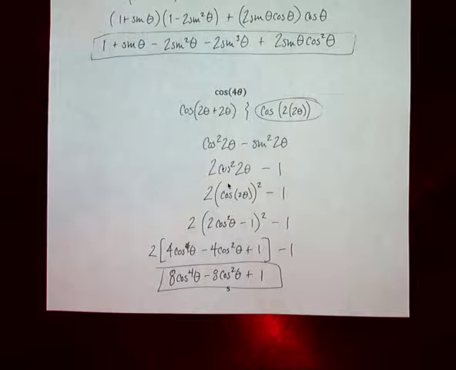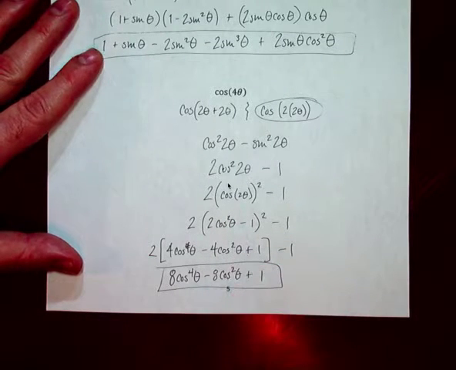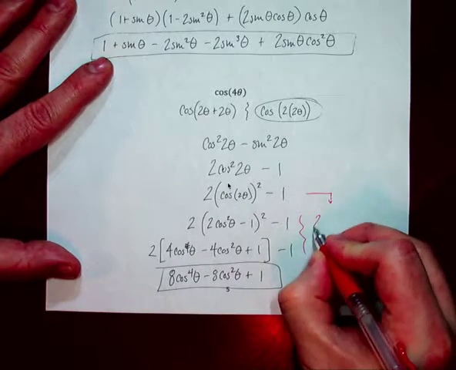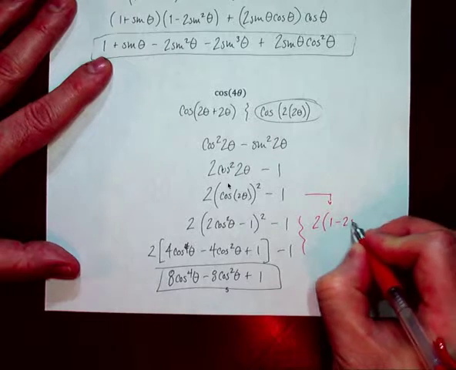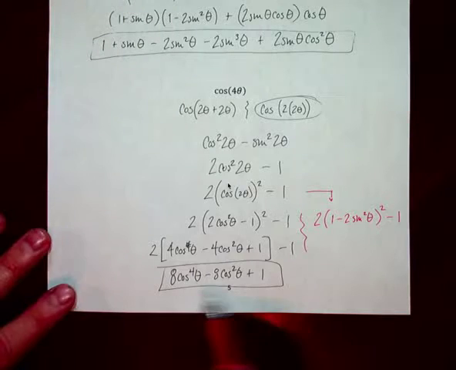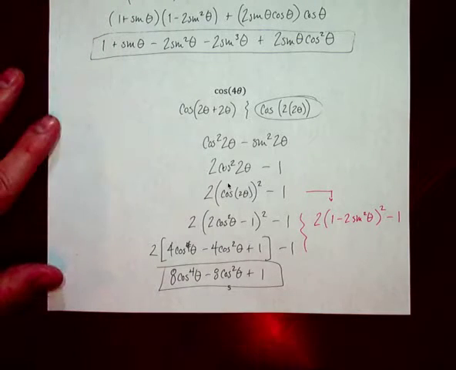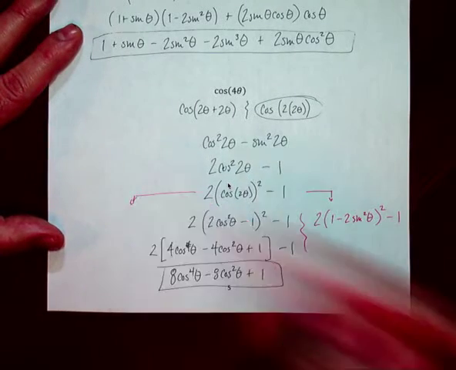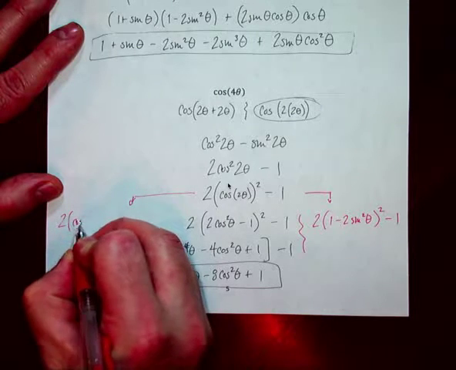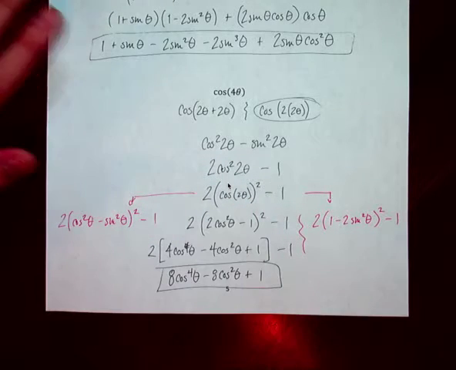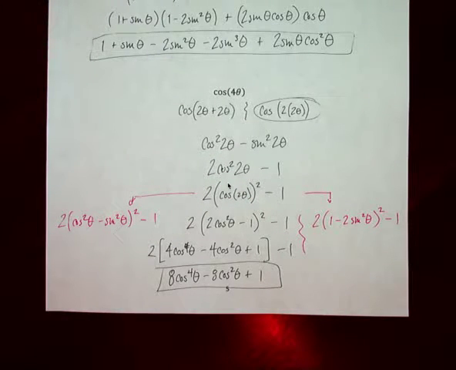And in this one right here, this could have alternatively become 1 minus 2 sine squared theta, squared, minus 1. At which point you would have gotten an ultimate result in terms of sine. And of course, you could have broken it out and made it 2 times cosine squared theta minus sine squared theta, squared, minus 1, and worked it out like that and gotten it in terms of both sine and cosine. It doesn't really matter.